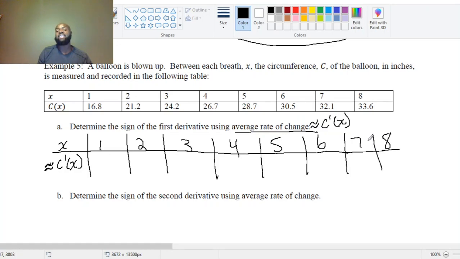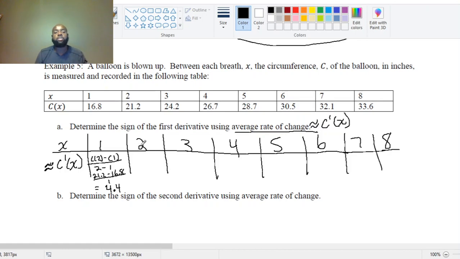And actually, once I get to 8, so if I do the average rate of change from 7 to 8, notice I can't do a right-sided average rate of change for 8, and so I'm going to do a left-handed derivative estimate for x equals 8, all right? But remember, your average rate of change, you take your C of 2 minus C of 1 all over 2 minus 1. That's 21.2 minus 16.8 over 1. And that equals, I've already done the calculations, 4.4.